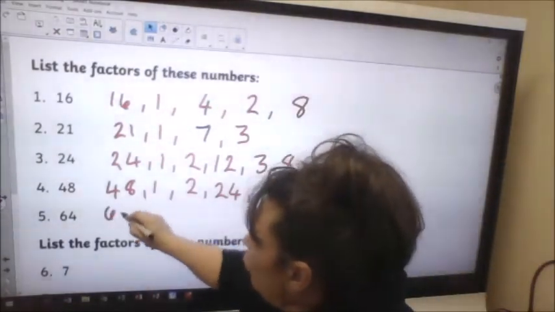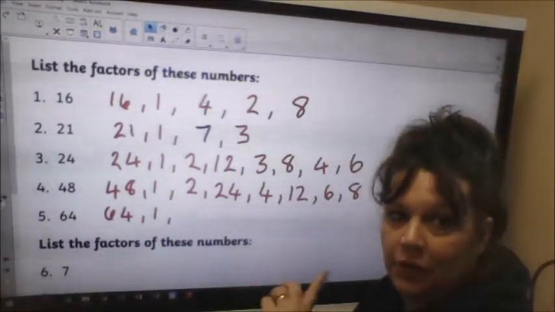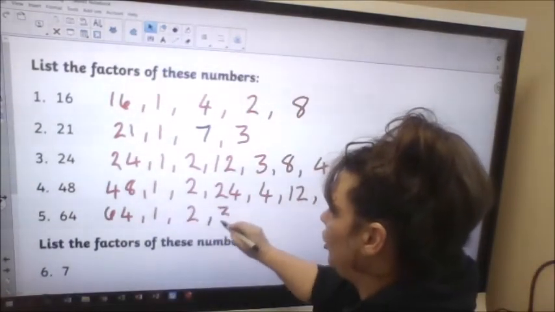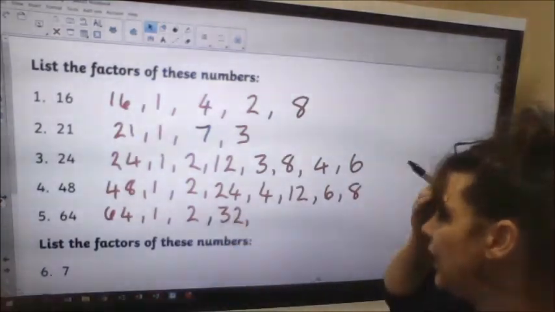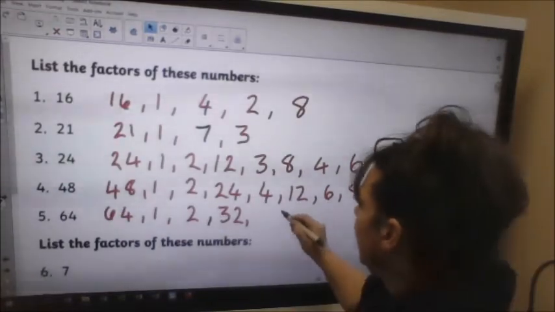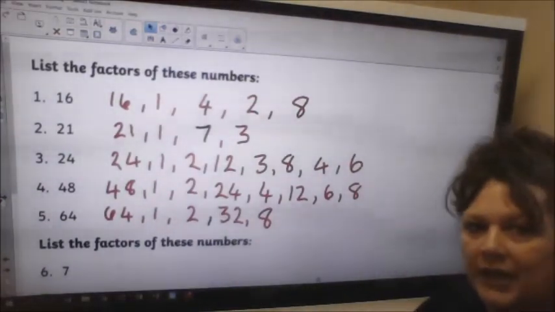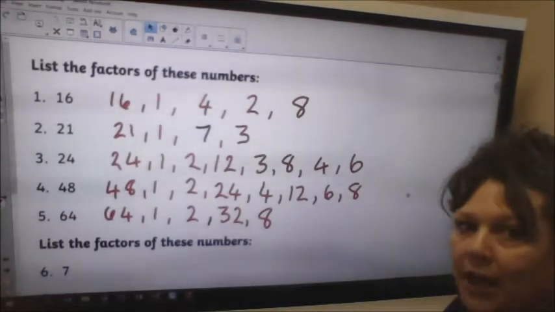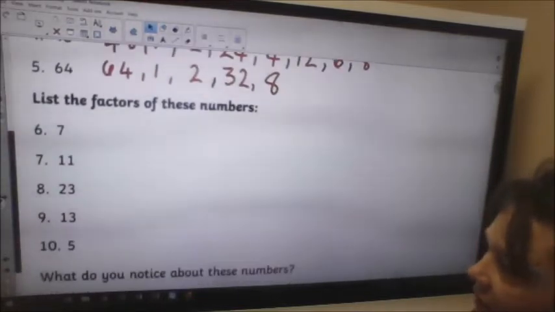Okay, 64 then. So we've got 64 and we've got 1. Okay, so if I think about that as we've done before, we've got 2 and 32. Okay, and you might have missed those ones. Okay, and then we know that 8 eights are 64. So I can put 8 in there as well. Okay, so we've got those factors of 64. Now, you've warmed up with factors, so you're now going to have a little look at these numbers here.